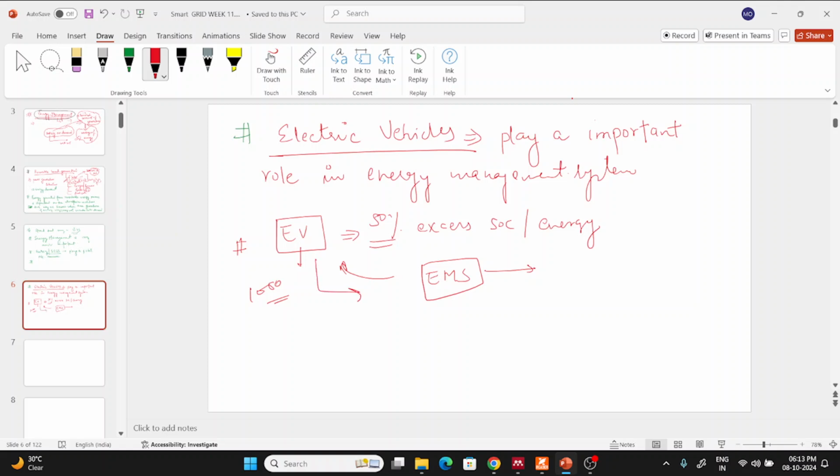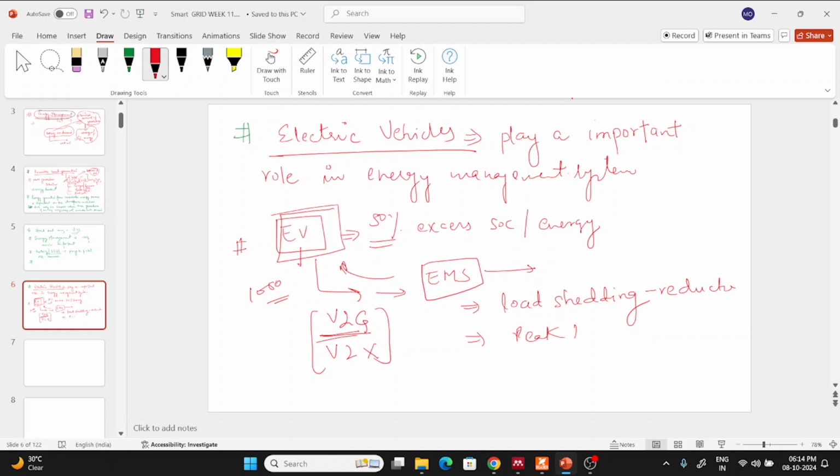How much energy will be sent to the grid will be decided by the user, by using vehicle to grid or V2X technology. The EV will send its excess SOC toward the grid by using vehicle to grid, and that will help in load shedding, in reduction of load shedding, and also in peak load reduction.